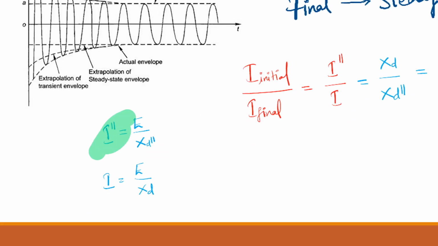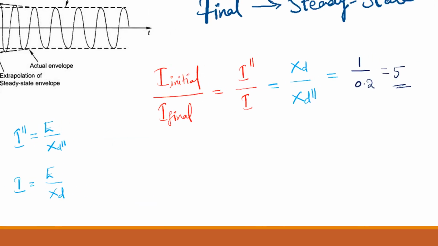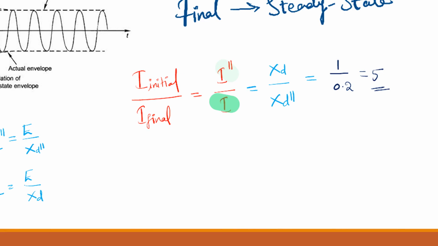And the subtransient current and steady state current have been given by this equation we have already seen in our last videos. Okay, so E by X double dash and E by XD, that is the subtransient current and synchronous current. You see the current is inversely proportional to its reactance. So I am just going to take the ratio of these both.